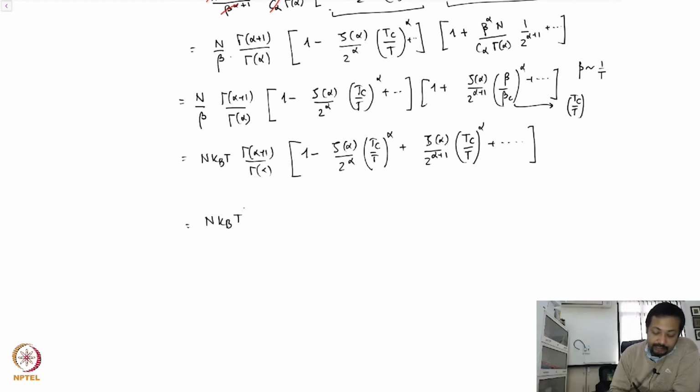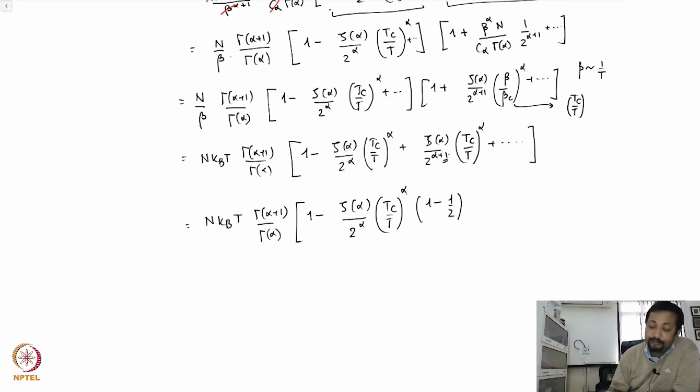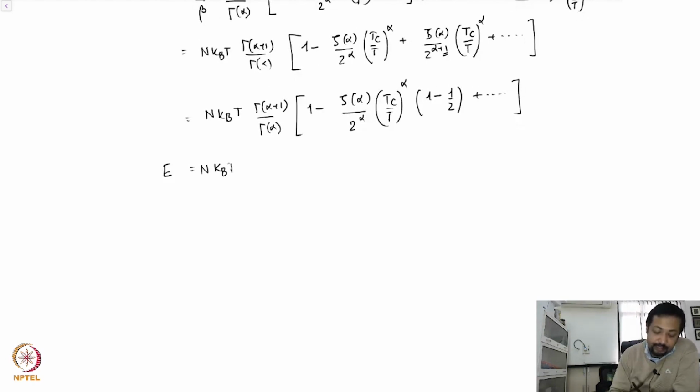Therefore, I have nkBT gamma alpha plus 1 over gamma alpha is going to be 1 minus zeta alpha 2 to the power alpha Tc over T raised to the power alpha, 1 minus half of, because of this additional factor. And this gives me the energy as nkBT gamma alpha plus 1 over gamma alpha, 1 minus zeta alpha over 2 to the power alpha plus 1, Tc over T raised to the power alpha. Since this is half, I get a factor alpha plus 1 plus higher order terms.